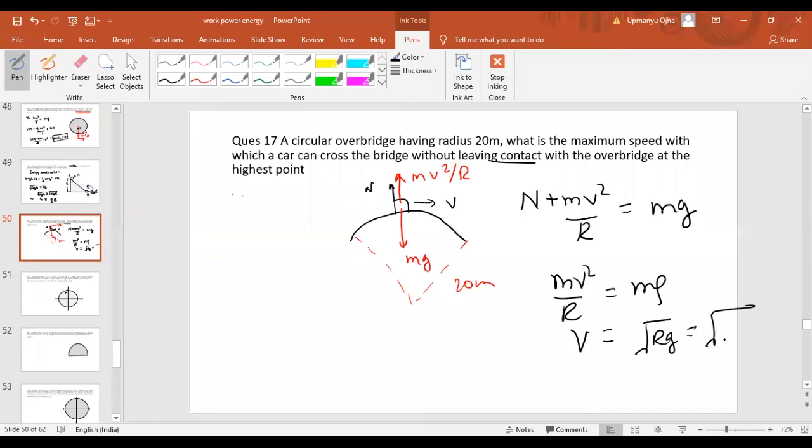Radius is given to us as 20, g is 10, so root of 200. It will come approximately as 14 meter per second. So the maximum velocity it can have is 14 meter per second, so that it doesn't lose its contact with the bridge. Okay, fine.